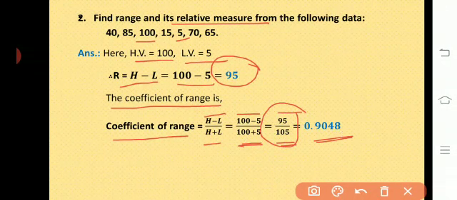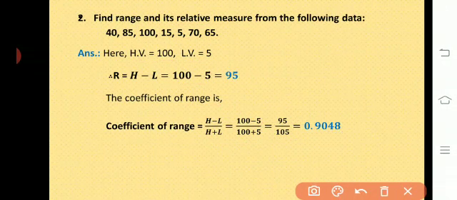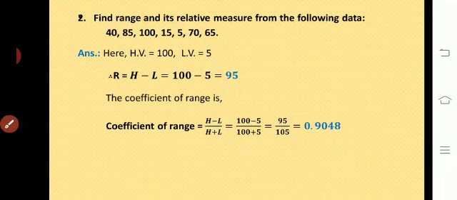This type of example you can expect in the exam for 2 marks each in Section B. Then in the next class we are going to study the coefficient of quartile deviation and quartile deviation.